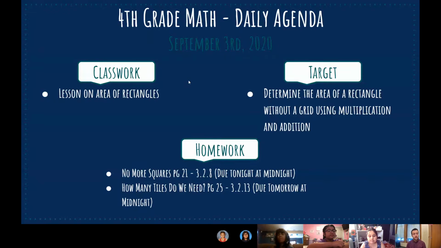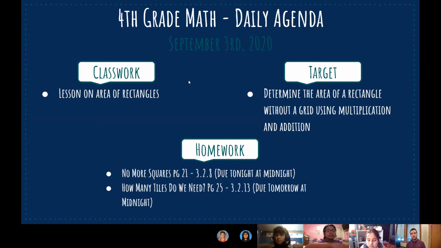And it's kind of an interesting day because we're moving from area of rectangles to areas of shapes that are made up of rectangles. So we're going to use what we know about finding the area of rectangles and apply it to different shapes. So our target is to determine the area of a rectangle without a grid using multiplication and addition.